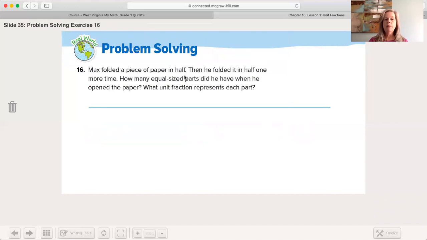Max folded a piece of paper in half, and then he folded it one more time. So pick up the paper you're working with, fold it in half, like a hamburger fold, then fold it again and open that. How many equal sized parts did he have when he opened the paper? How many did you get? Can you write the unit fraction that represents each part? Do that now.